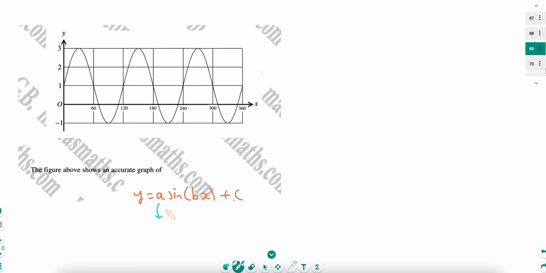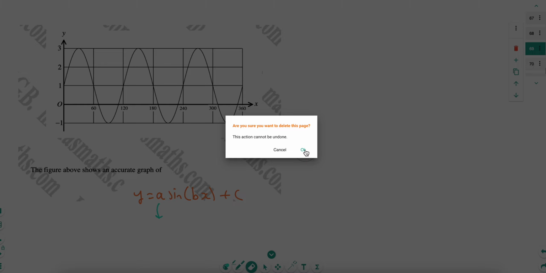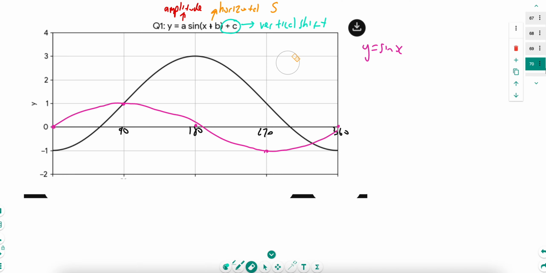Here, a is a change in amplitude, b is a, actually, we're not going to do this one. And then, anyways, yeah, ignore this, please.